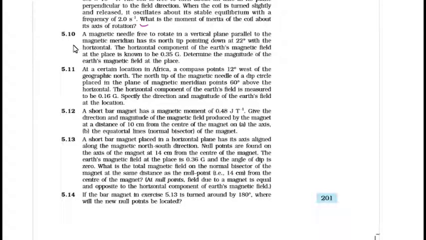Question number 5.10. A magnetic needle free to rotate in a vertical plane parallel to the magnetic meridian has its north pole pointing down at 22° with the horizontal. The horizontal component of the Earth's magnetic field at the place is known to be 0.35 G. Determine the magnitude of the Earth's magnetic field at that place.